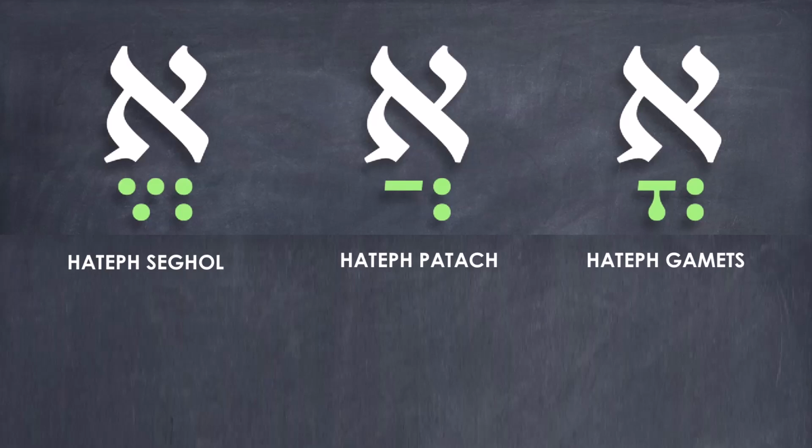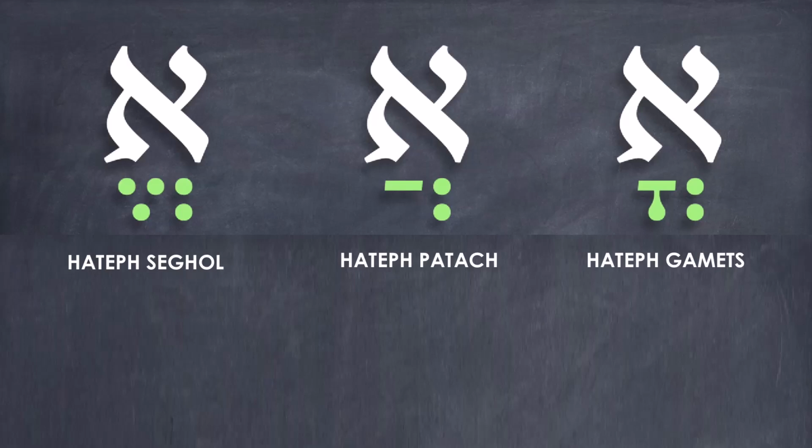For example, the first one is called Hatef Segol because it's joined with the Segol. The next one is called Hatef Patach because it's joined with the Patach. The next one is called Hatef Kametz because you're joining it with the Kametz. And that's why we call them compound vowels or half vowels, because of the shorter sound that they have. So we have the E sound, A sound, and O sound.